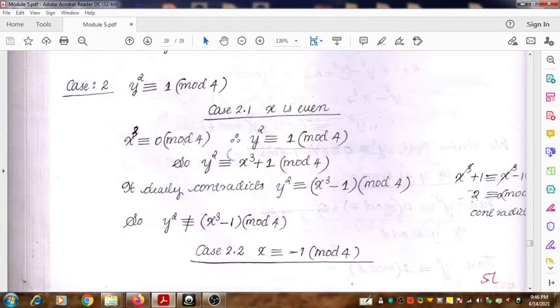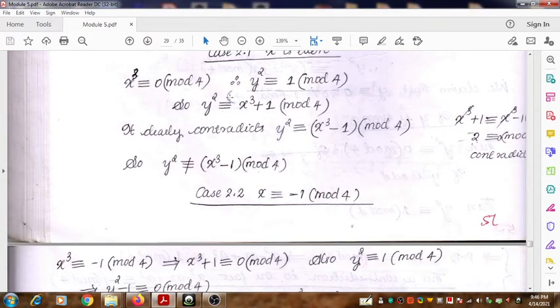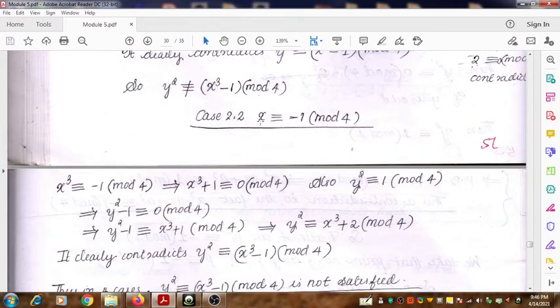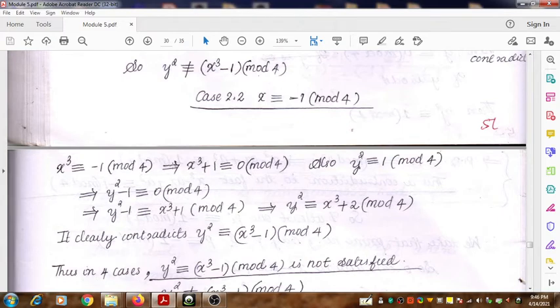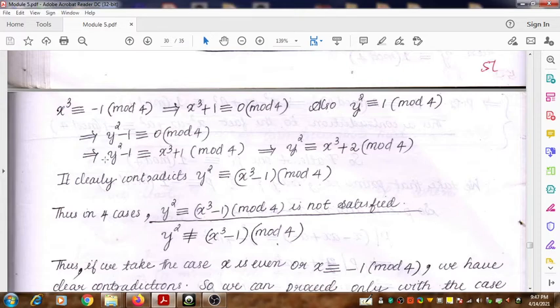In that case, the condition on y is the same, y square is congruent to 1 mod 4, but the condition on x changes to the second condition, that is x is congruent to minus 1 mod 4. Just as in case 1.2, you can write that x cube is congruent to minus 1 mod 4. That is x cube plus 1 is congruent to 0 mod 4, and also y square is congruent to 1 mod 4. Therefore y square minus 1 is congruent to 0 mod 4. Minus 1 is taken to the left side, and therefore y square minus 1 is congruent to x cube plus 1 mod 4. That is y square is congruent to x cube plus 2 mod 4.